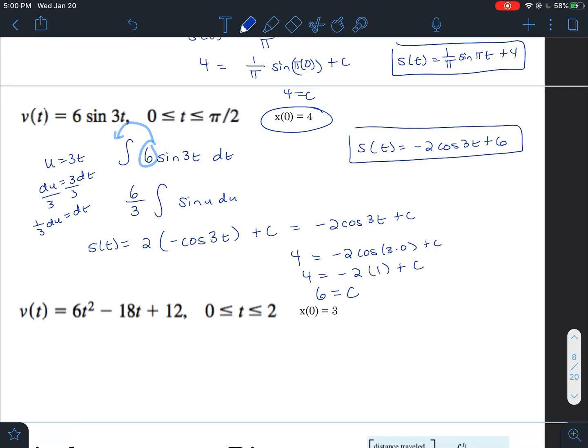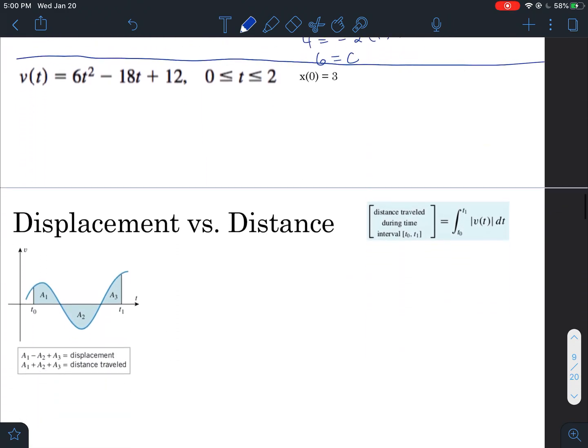You guys try the one below. So if the velocity function is 6t squared minus 18t plus 12, and your initial condition is the displacement at 0 is 3, see if you guys can find your displacement function. You can check your work against the finished notes from class today.